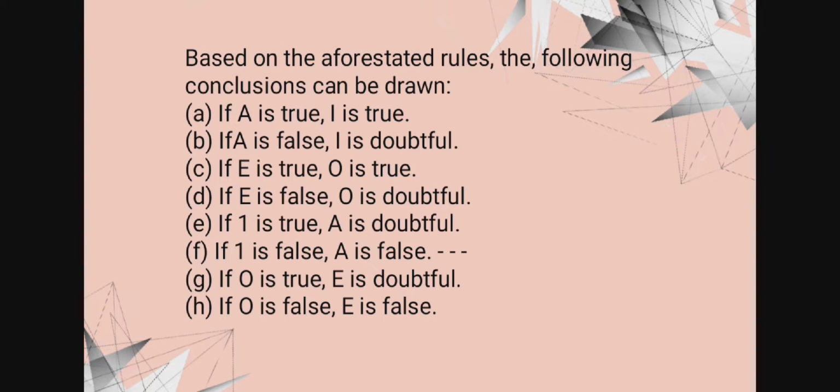Letter A, if A is true, I is true. Letter B, if A is false, I is doubtful, it's either true or false. Letter C, if E is true, O is true. Letter D, if E is false, O is doubtful, it's either again true or false. Letter E, if I is true, A is doubtful. Letter F, if I is false, A is false. Letter G, if O is true, E is doubtful. Letter H, if O is false, E is false.